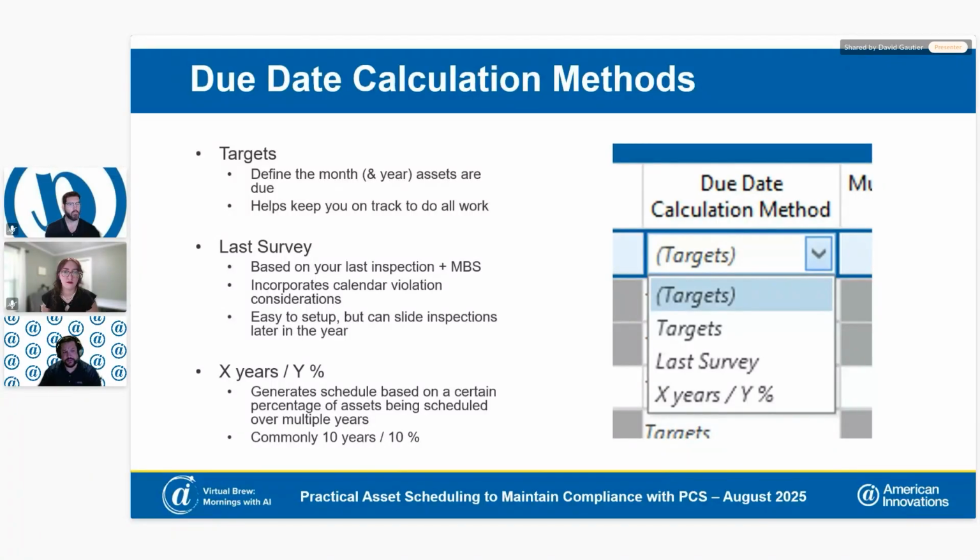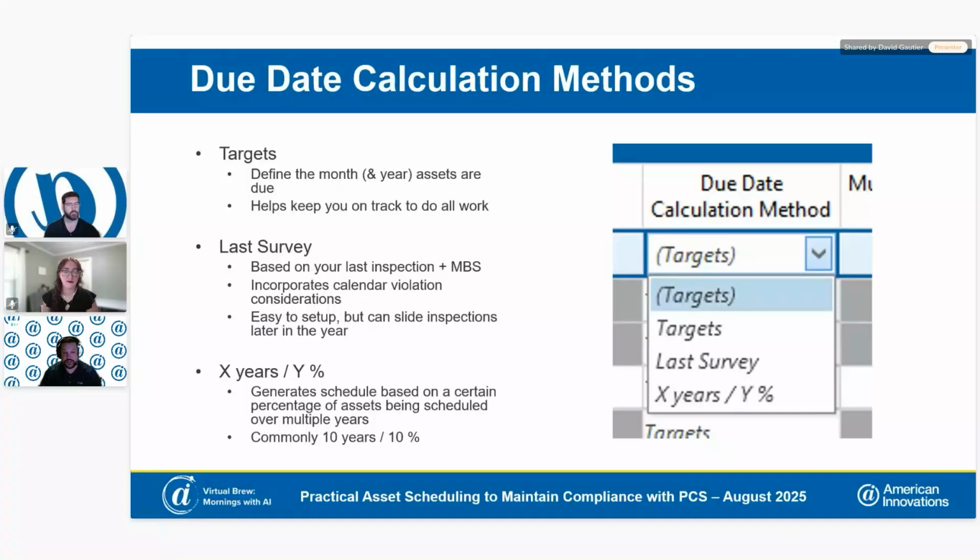Last survey is really commonly used, and the reason it's commonly used is because it's super easy to set up. All this does is it's a method that calculates your schedule dates based on your last inspection, and then it incorporates things like your months between survey, right? Your time between your inspections. And that also considers things like calendar violations in your considerations, right? So it doesn't just say, well, my last inspection was this month, therefore I don't have to have one until next year. It's still going to incorporate the number of inspections per year. The reason people use this a lot is because it's easy.